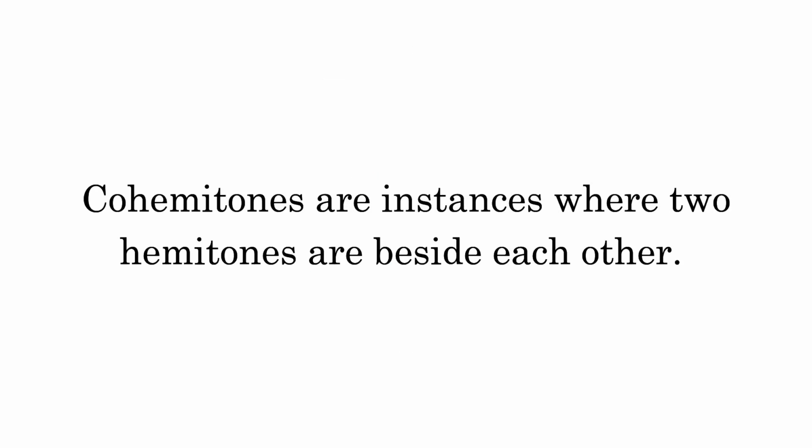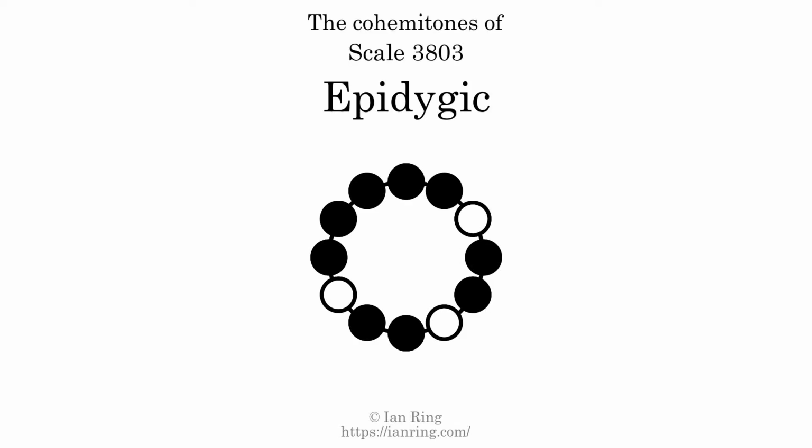Cohemitones are instances where two hemitones are beside each other. This scale has 3 cohemitones. They are at positions here, here, and here.